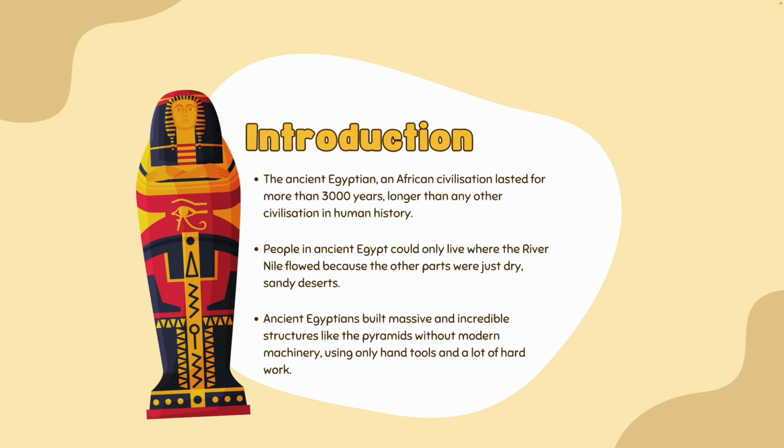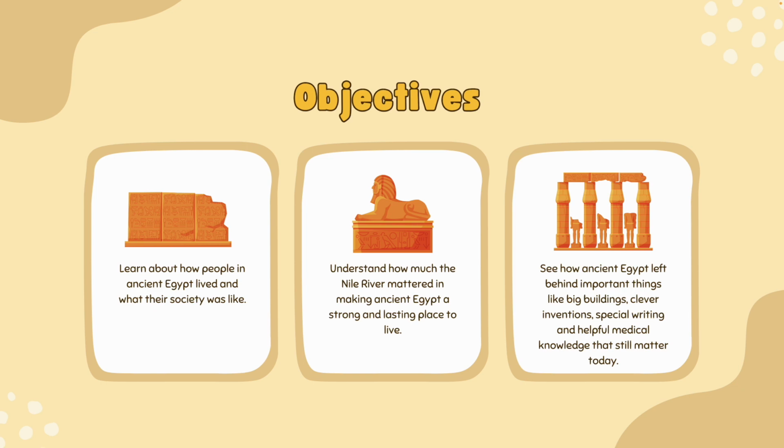So our objectives: at the end of this session on ancient Egyptian history, what I'm hoping is that number one, you're going to be able to learn how people of ancient Egypt lived, and have an idea of what their society was like. The second objective is that you will begin to understand how the river Nile plays such a pivotal role in the survival and the development of ancient Egypt. And number three, you're going to see the legacies that the ancient Egyptians have left.